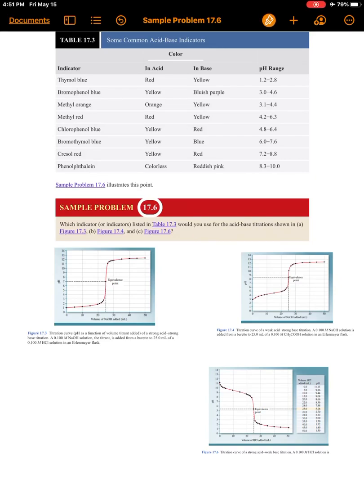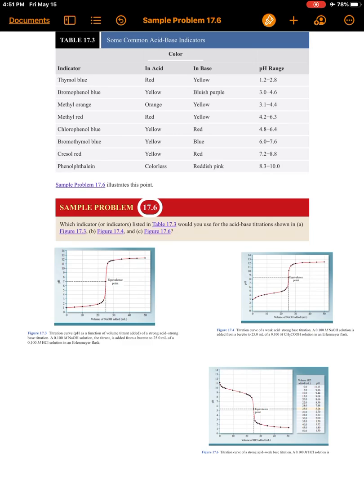Okay, this is sample problem 17.6. There are three different figures that we want to look at. Which indicator or indicators listed in table 17.3 would you use for the acid-base titration shown in A, figure 17.3, B, figure 17.4, and C, figure 17.6? Okay? So let's take a look at the first one, part A, which is figure 17.3.